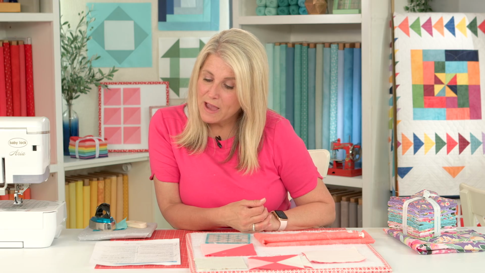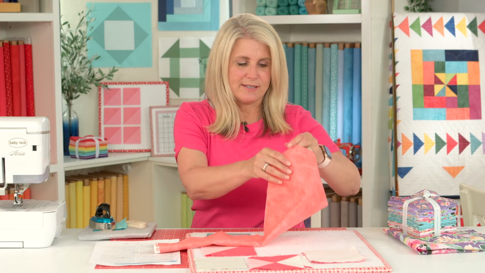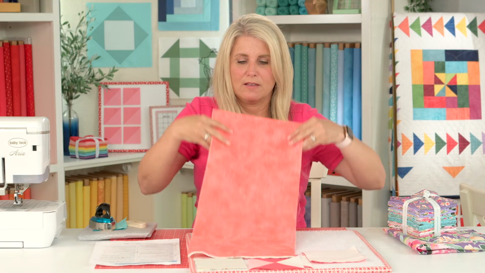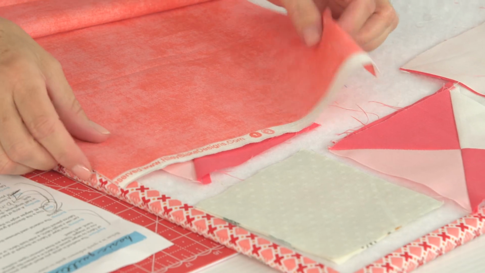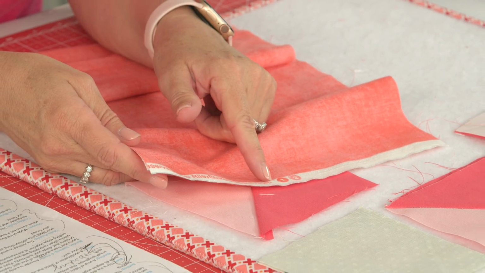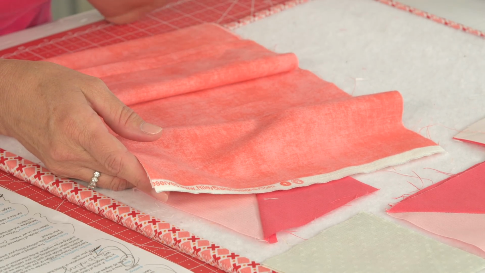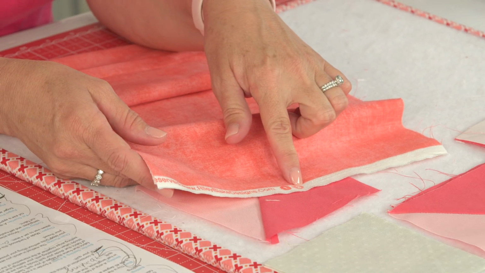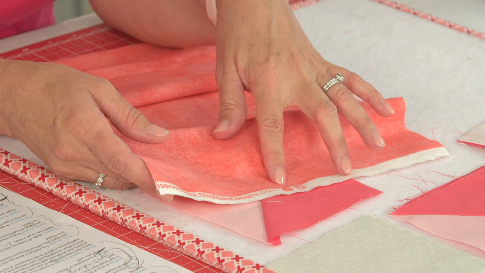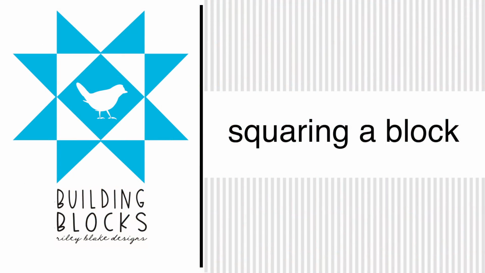Next thing to talk about is selvage. Here we've got our raw edge. Here's the selvage edge. And the selvage edge gives you a lot of information. It tells you who the manufacturer is, the fabric collection, usually the designer of the fabric collection, but it also tells you what colors are used in the fabric. So next time you're in the quilt store, fabric store, look at the selvage, because it does give you a lot of information.